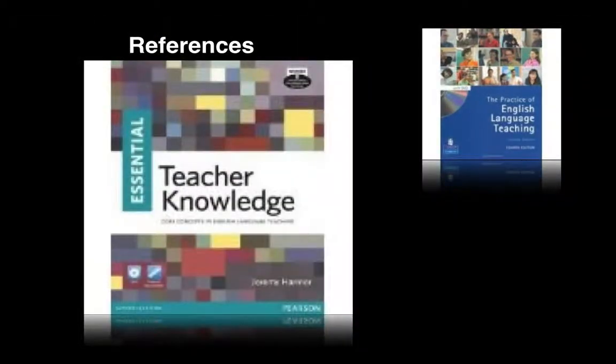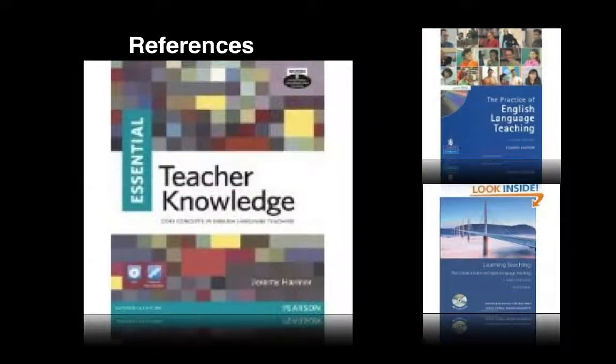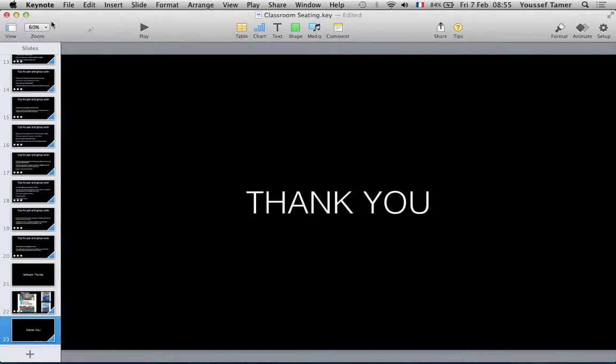Now that's it. So the references for this small introduction: The Practice of English Language Teaching and Essential Teacher Knowledge, both by Jeremy Harmer. Essential Teacher Knowledge is very basic, the story of TKT, the Teacher Knowledge Test. And The Practice is much broader. And also another book called Learning Teaching. So those are the main references for this lecture, and thank you.